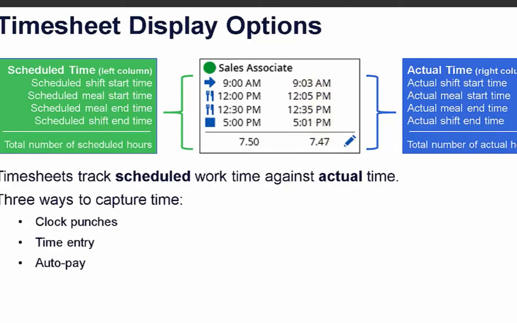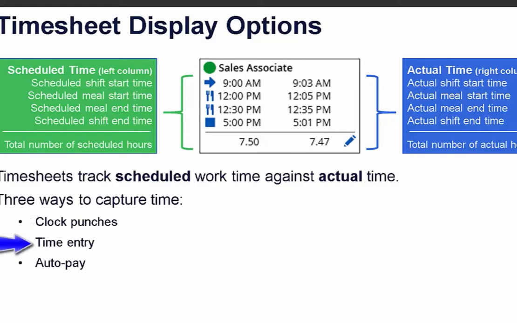The way the information displays in the timesheet depends on how Dayforce is configured to capture employee time. There are three ways to capture the time in Dayforce. Clock punches. The manager schedules the employee's hours, and the employee punches in and out of each shift using a clock. Typically, employees who punch in and out are paid hourly based on their punch time, not their shift time.